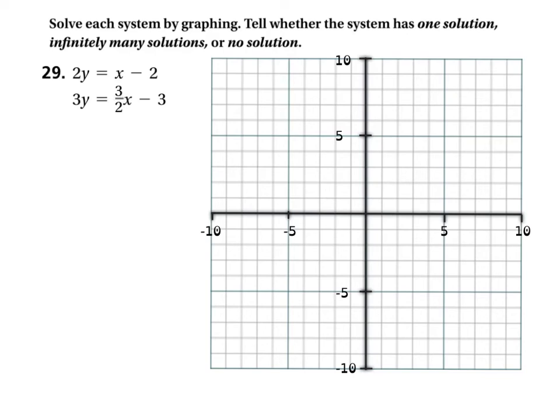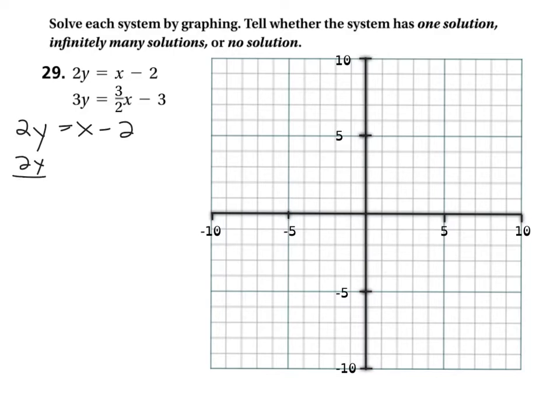All right, well, we're going to graph these, and there's multiple ways that you can graph a line, but I'm going to do something that you should be able to do by now, which is to take an equation, 2y equals x minus 2, and write it in slope-intercept form. And slope-intercept form says y equals, right? y equals mx plus b.